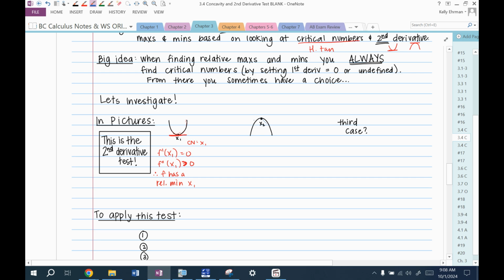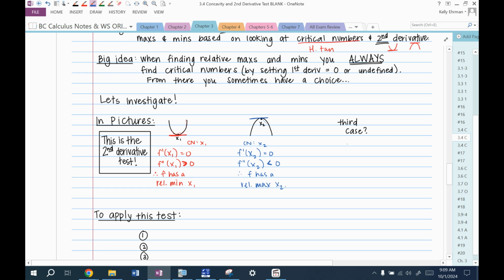And if I can show that there's a horizontal tangent at x2, that means that, again, f prime of x2 should be coming out to 0. So there is a critical number at x2. Okay, and if I plug x2 into the second derivative, because the graph is concave down here, I should be finding that the second derivative is negative. And again, this is assuming you're not actually looking at the graph. So that would mean that f has a relative max at x2.